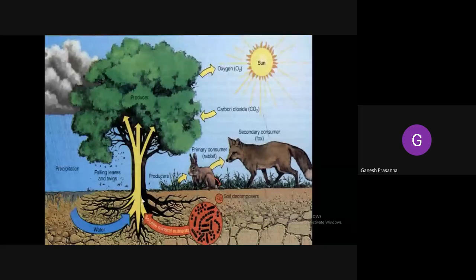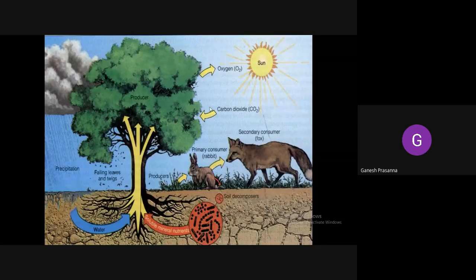Okay, you can see these are the producers. The plants become the producers. The small herbivorous animals eat the plants. In turn, the carnivores are the secondary consumers. The primary consumers are the herbivorous animals. The secondary consumers are the animals which feed on these primary consumers.